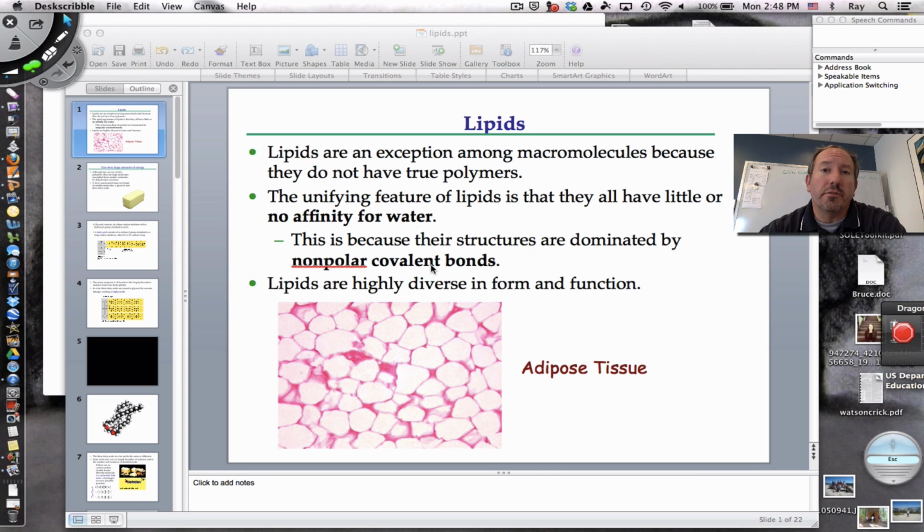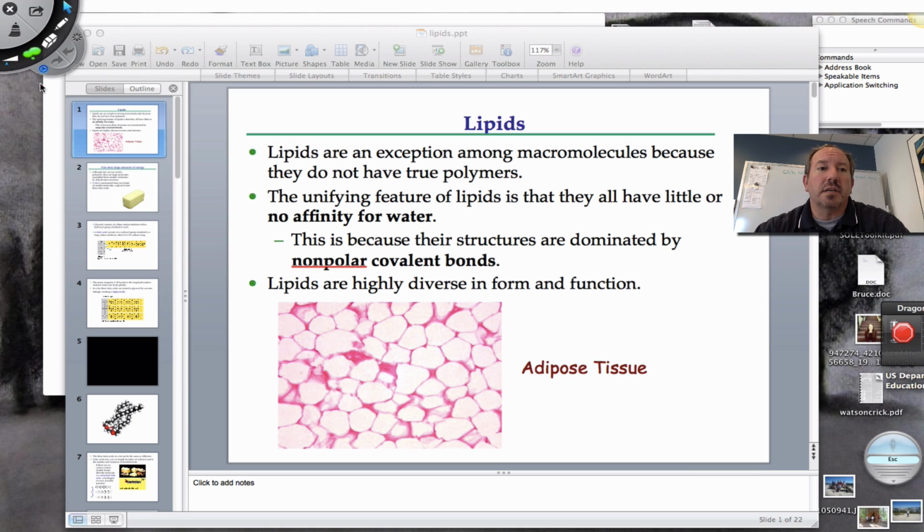Lipids are one of four very critical macromolecules that are involved in biological organisms. And what's interesting about lipids right out of the gate is that they don't really commit themselves to being polymers. So they're not true polymers in a sense, but they are large.